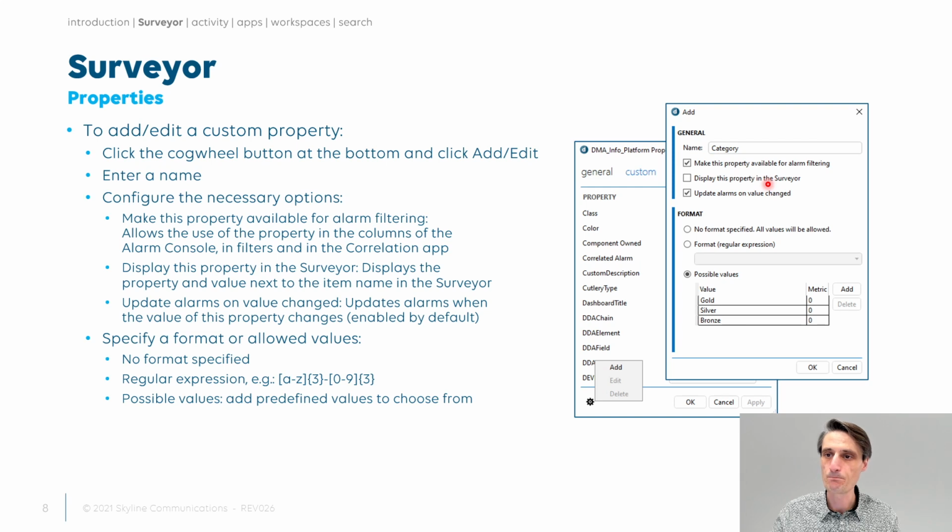The third option is update alarms on value changed. So if it would suddenly go from a gold to a silver, do the alarms need to be updated?